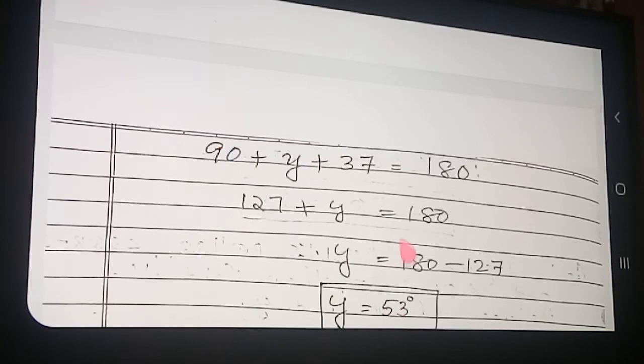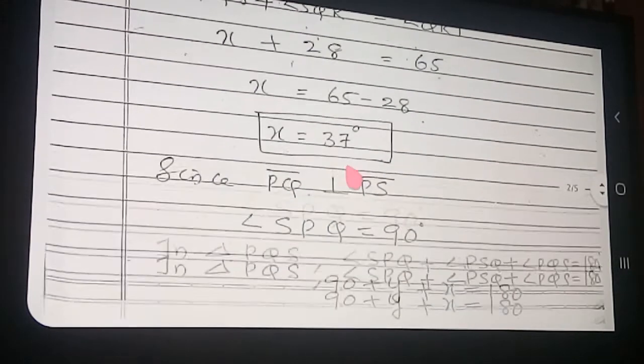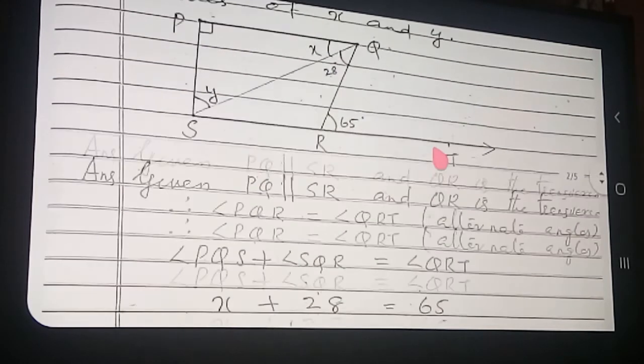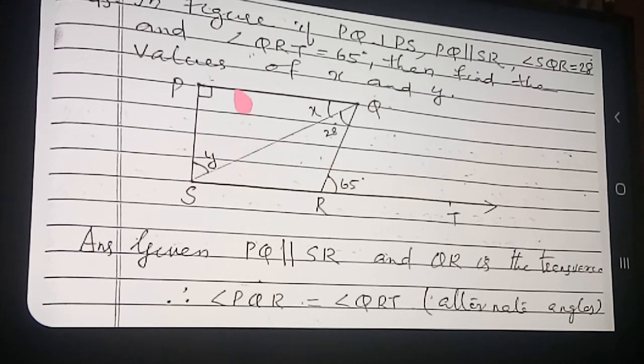Clear? Okay. Go through the sum once more. Here onwards you see. PQ is parallel to SR. Clear now? QR is the transversal. Take your textbook along with you so that while I am scrolling you can see the diagram also. If I am going to the next pages, you can see the diagram too.